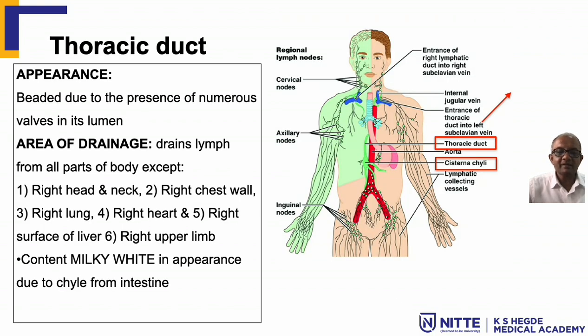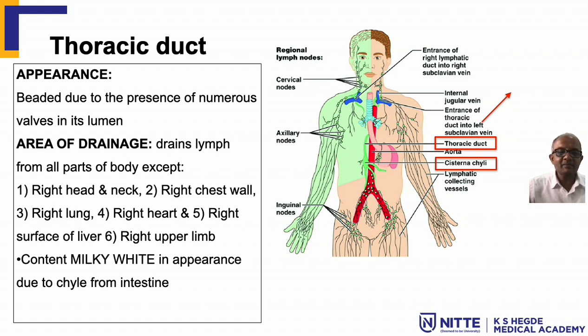As informed earlier, the thoracic duct looks beaded in appearance. This is due to the presence of numerous valves in its lumen. The area of drainage of the thoracic duct has been shown in the image here. The right side of the image, which is colored in green, just shows the area of drainage for the right lymphatic duct. So the thoracic duct drains lymph from all parts of the body except the right head and neck, the right chest wall, the right lung, the right heart, the right surface of the liver, and also the right upper limb.